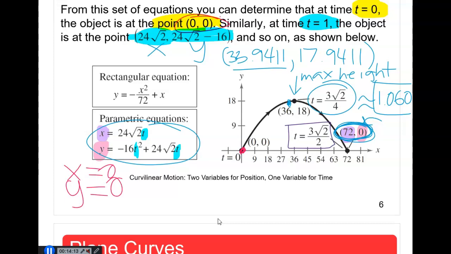So I'm going to enter that on my calculator, and that is approximately at the time 2.12132. So after 2 seconds, that's when the position of the object was 72 horizontally and 0 vertically. So the height was 0, meaning it was on the ground.